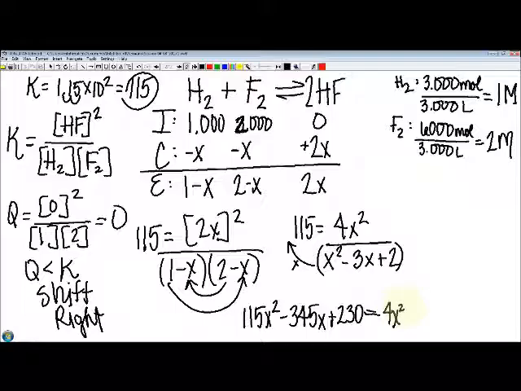Because of all the math, we need to use the quadratic formula, and in order to use the quadratic formula, we have to have everything equal to 0. So we need to subtract the 4x squared to the other side. So we have now 111x squared minus 345x plus 230 equals 0. Okay, so plug it into your quadratic formula. If you need to look that up, please do.